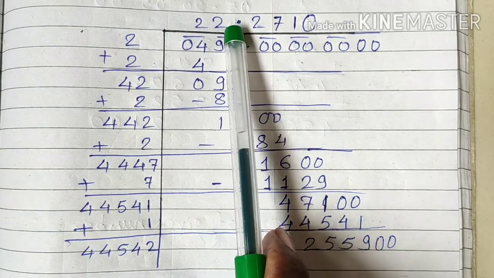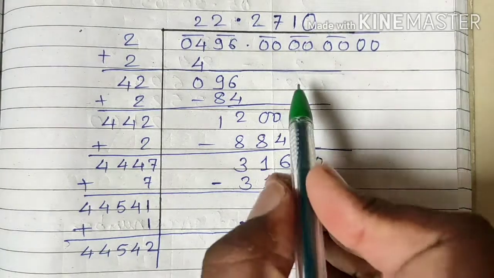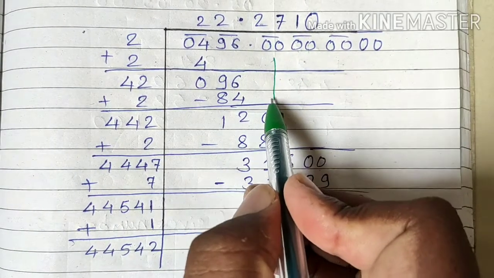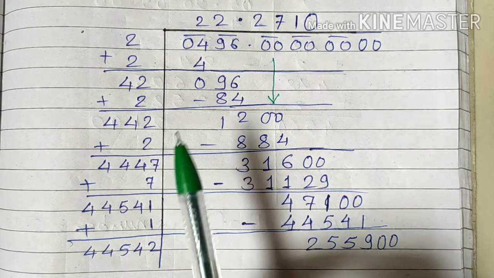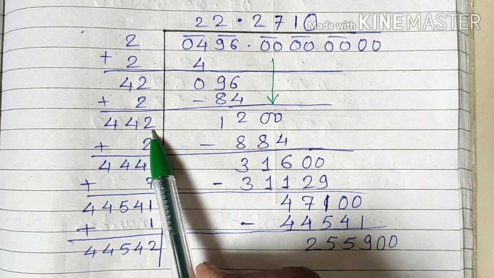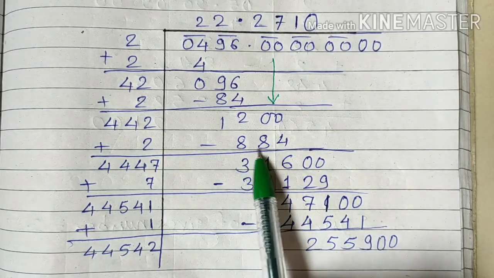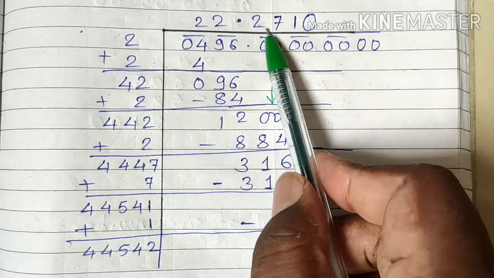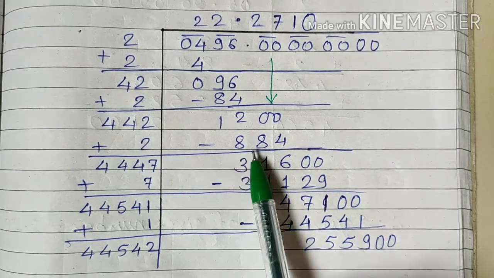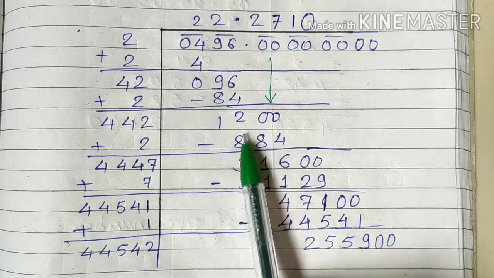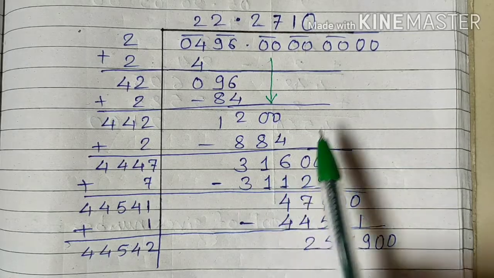This point, next point. Now what will happen? The first pair of 0 will come down here. So it becomes 1200. So along with the 44 we have taken 2, because multiplying by 2 we are getting 884. So the same number we added above. Then multiplication gives us 884. Subtraction of these two numbers is 316.